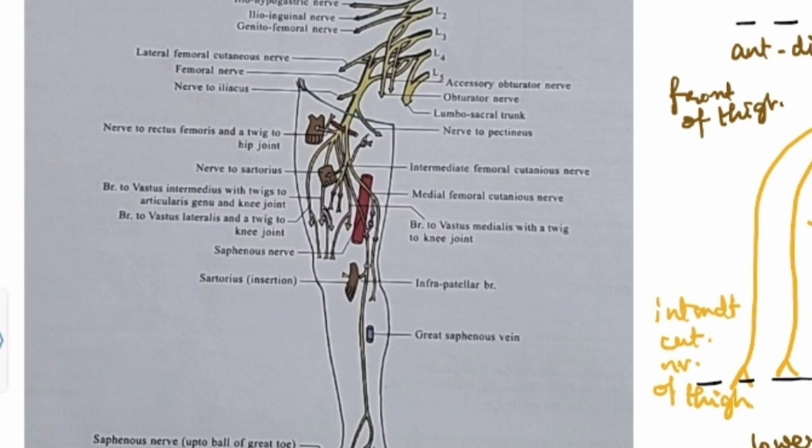See, this diagram I have shown for correlation only. Supposing this is the femoral vein and this is the GSV, if you look at the saphenous nerve, first it's going behind, then it's crossing over and coming in front of the vein. This is my vein and this is my nerve.